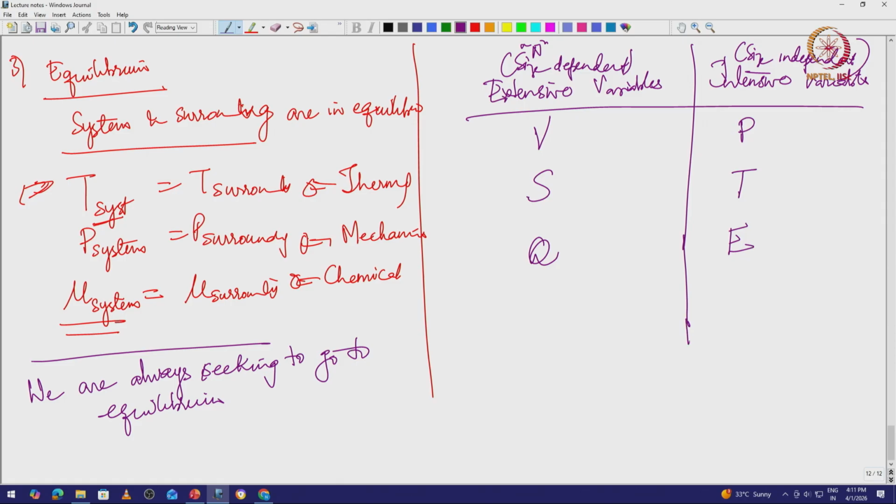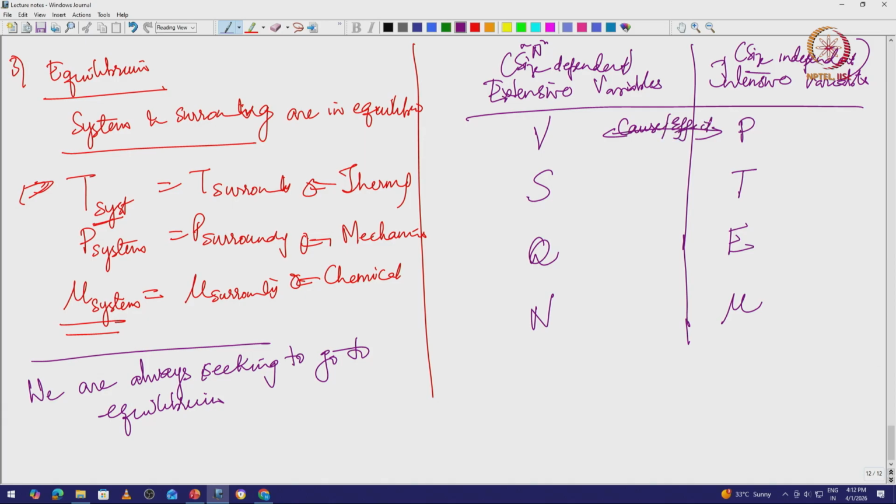If I apply some chemical potential, the corresponding thing is n. Of course, n is extensive, n meaning the number of molecules of that particular species. Now these two: if I apply pressure, I change the volume of the system, or if I change the volume of the system, the pressure becomes an effect.